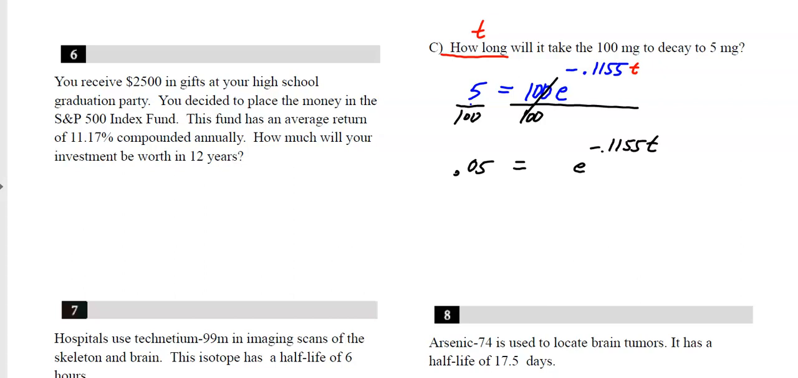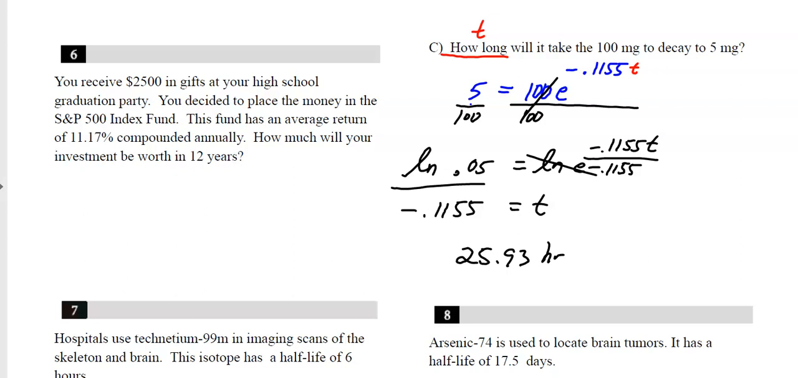And if you've done enough of these, you'll start to see that we take the natural log of both sides. This goes away, and basically it just equals what's over here. And to get t, I divide both sides by that decay factor. So divide both sides by the decay factor. And when I worked that out, I ended up getting 25.93 hours.